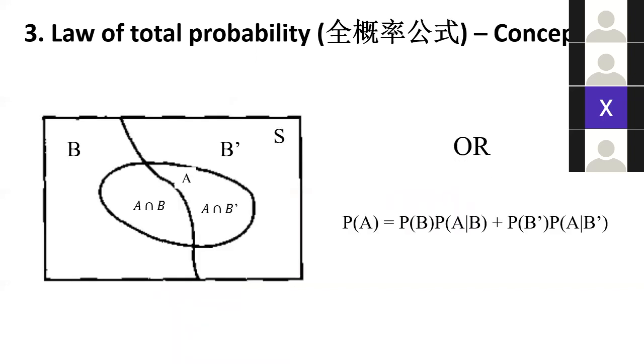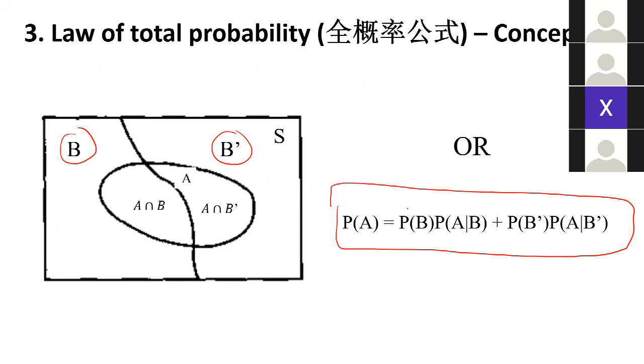Done? Okay, so note that B1 and B2 are complementary to each other, right? So we can also write them as B and B prime. So the law of total probability can also be expressed as this formula. Please also write down this formula. This is actually the same thing compared to the previous formula, right?